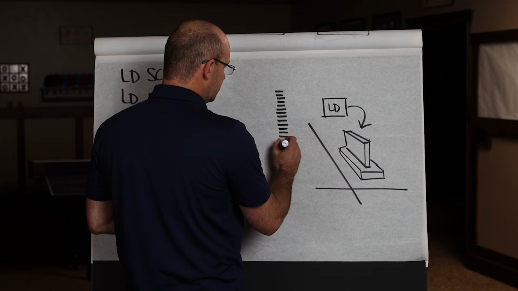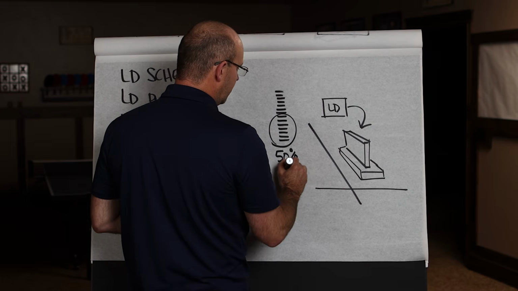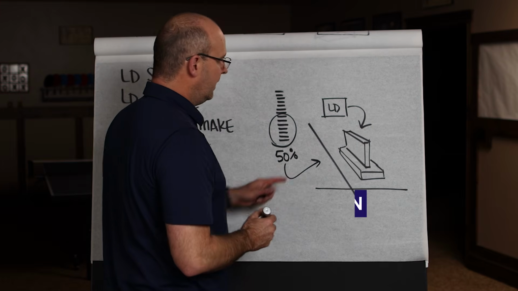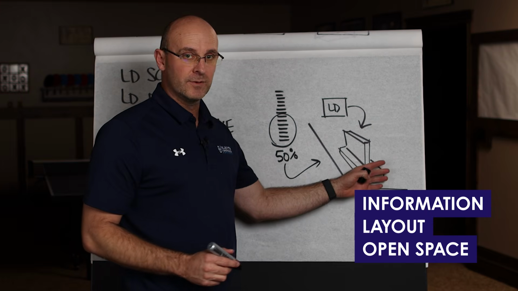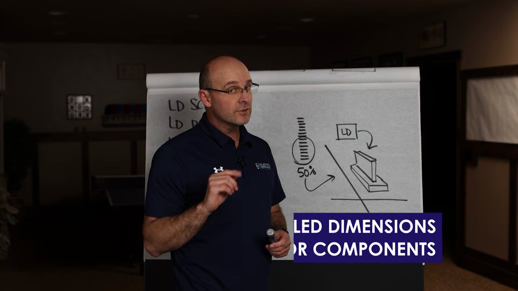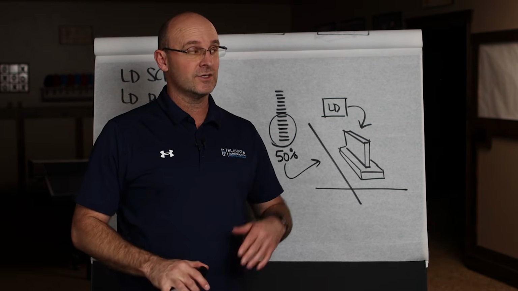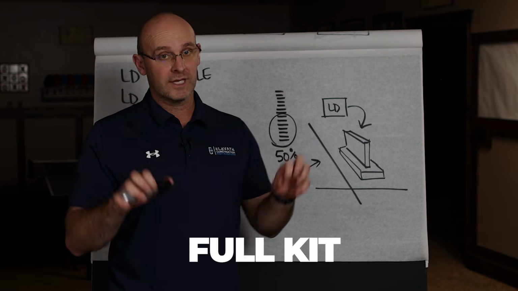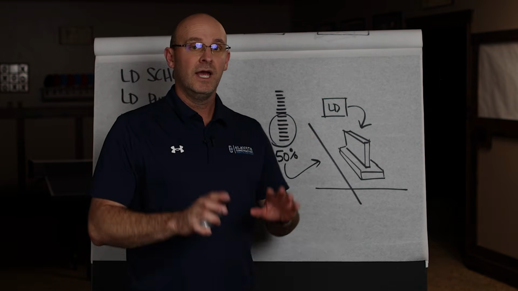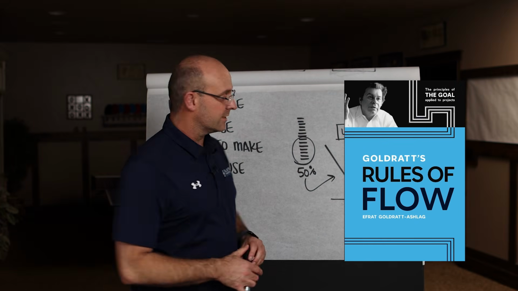This list, I've counted at least 50% of it is directly tied to the field engineer, especially the information, the layout, the open space, and the detailed dimensions for components. And also field engineers help the superintendent with those other things that I already mentioned and what's called full kit, because we don't try to build this until we're ready to finish. This is a beautiful concept. That's from Goldratt's Rules of Flow.